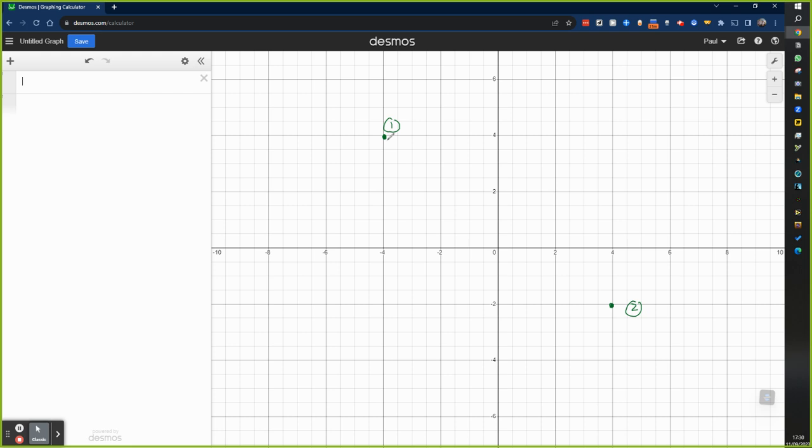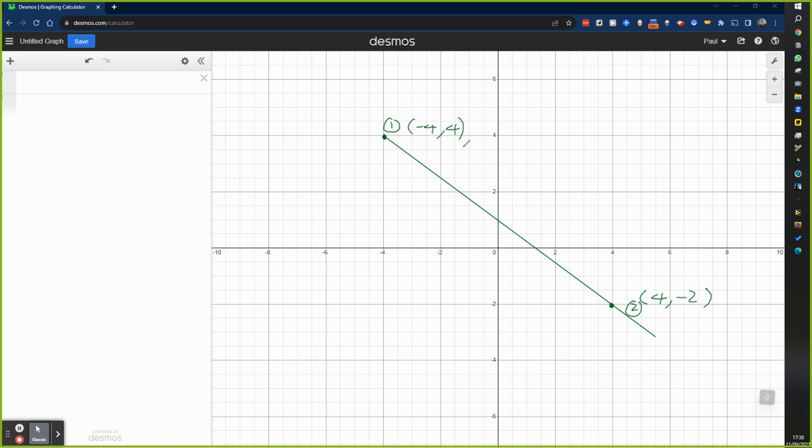So point 1, the coordinate is -4 and 4, and point 2, the coordinates are 4 and -2. Now, I can see from the diagram it's going to have a negative gradient, and we could cheat really, and find roughly what the intercept is. It looks like it's going to be about 1, maybe exactly 1. But as I said, you may have to do this without the graph drawn for you, and so you wouldn't necessarily know that it's a negative gradient or what the y-intercept would be.